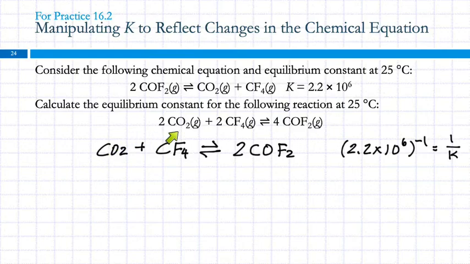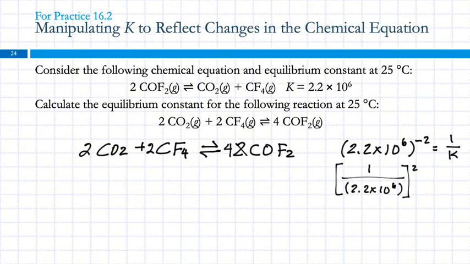And so this is closer to that, but this has all its coefficients multiplied by 2. So I multiply by 2. If I multiply by 2, then I multiply this exponent by 2 as well. And so this becomes -2. If you don't like the negative exponents, you can also say it's 1 over 2.2 times 10 to the 6. And then I'm going to square the whole thing.